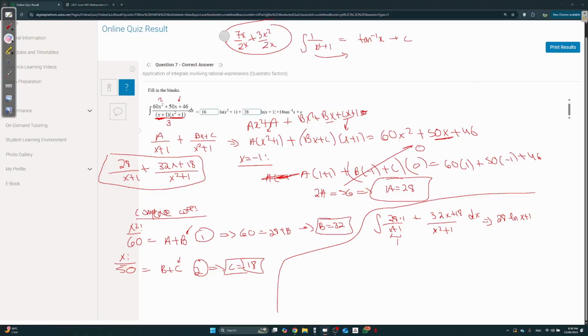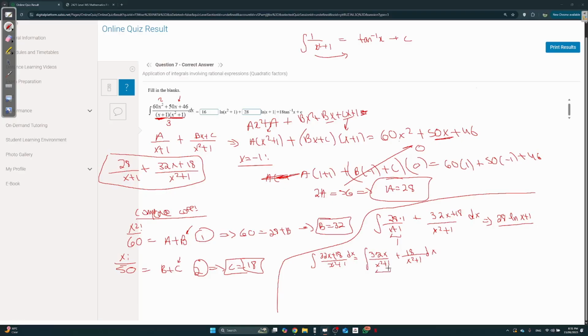Now, here, you're going to do the exact same thing. Over here, 32x plus 18, I'm going to split it into two fractions. So I'm just going to put this on the side and integrate this on the side. The integral of 32x plus 18 over x squared plus 1 dx. You're going to split this into two fractions: 32x over x squared plus 1, plus 18 over x squared plus 1. You're going to integrate it like this. Now, this is extremely easy to integrate.